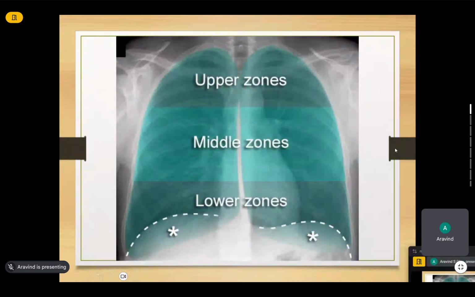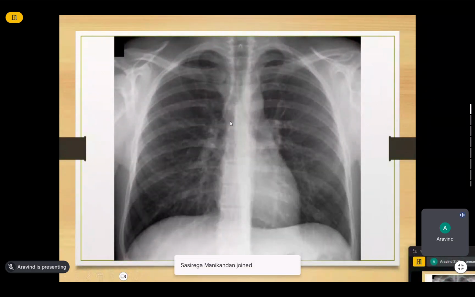So this is a normal X-ray. You can see that the lung fields are clear. These are vasculatures. And the X-ray has been taken with proper inspiration. So there are no issues.